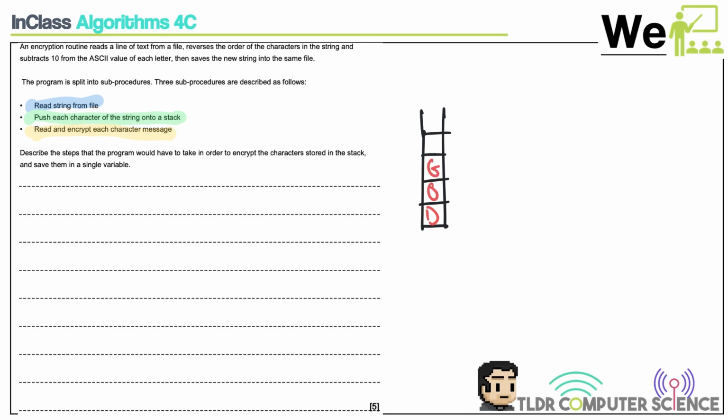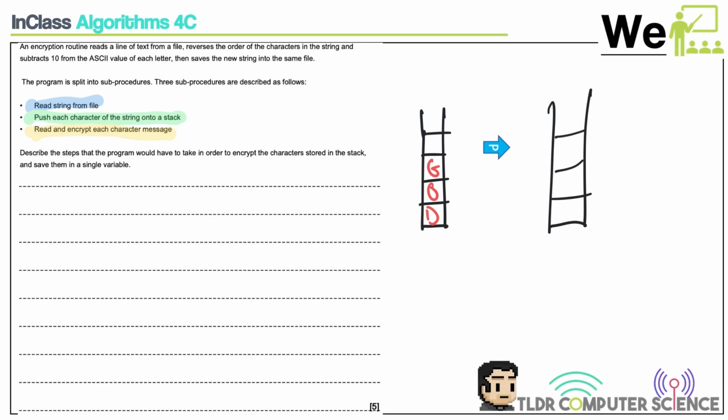Let's think about how it's actually going to work. I'm going to need, for this, where would the pointer be pointing at the moment? Top. Decrement, pop that off. So G will go over onto another stack. When it's going over, what do I want to do? Take away 10 from ASCII value. So let's go through this. Let's think about it chronologically.